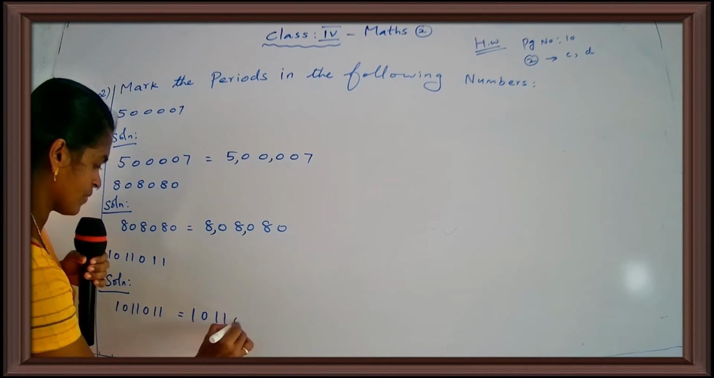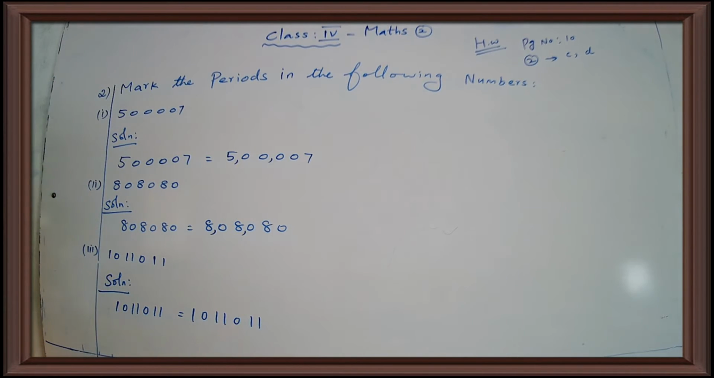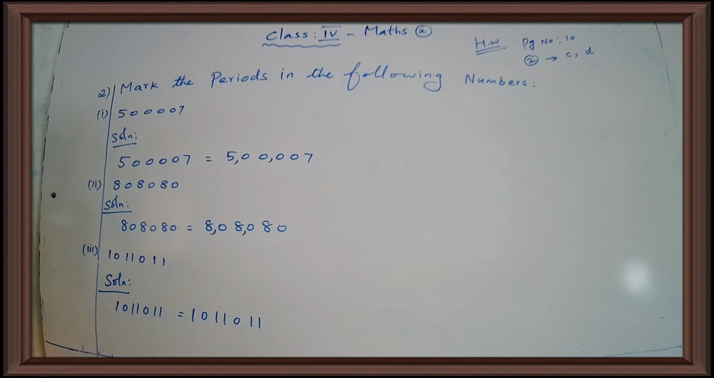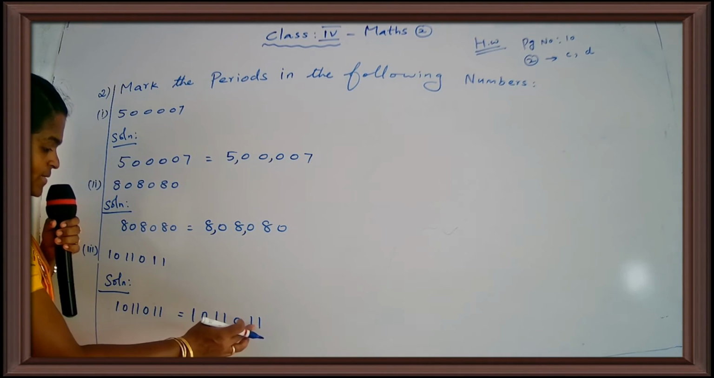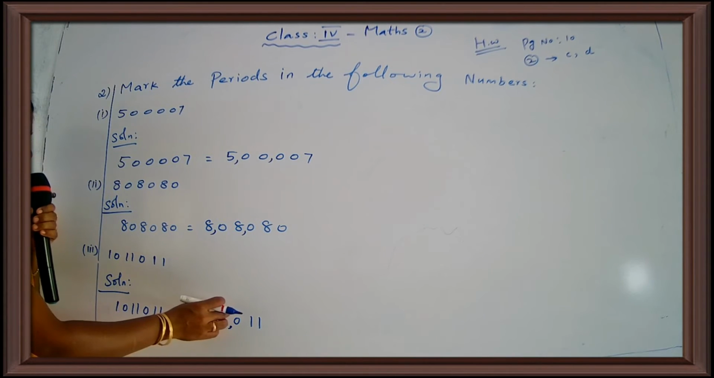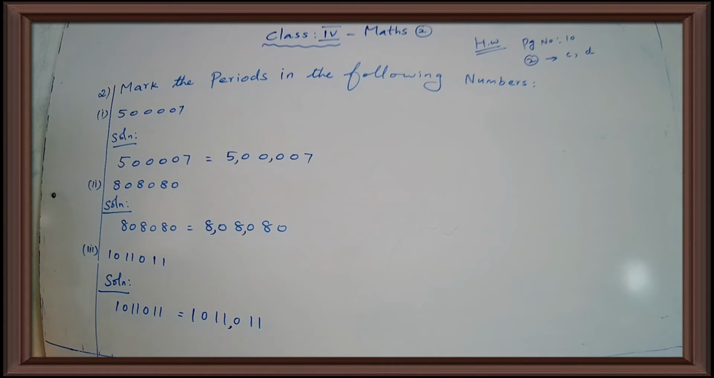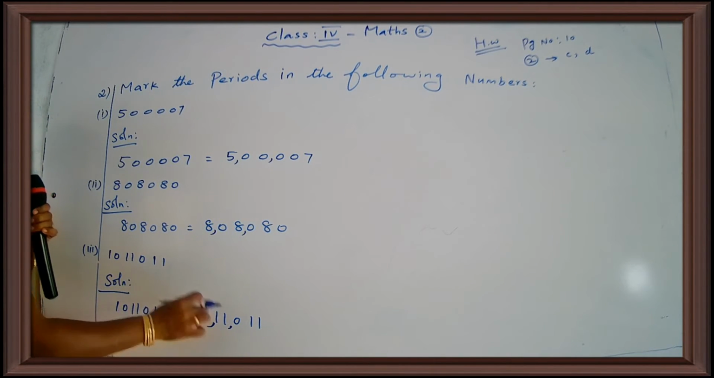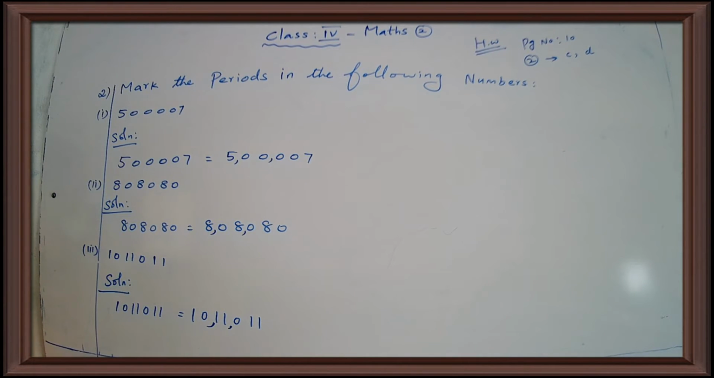Okay, now you mark the periods. First of all, the ones period. The ones period consists of three places: ones, tens, hundreds. So after hundreds, one comma. Then the thousands period. The thousands period consists of two places, that is thousands and ten thousands. Then after ten thousands you put one comma. Then the remaining lakhs period. The lakhs period consists of two places. Okay, children. So it's a very easy question.